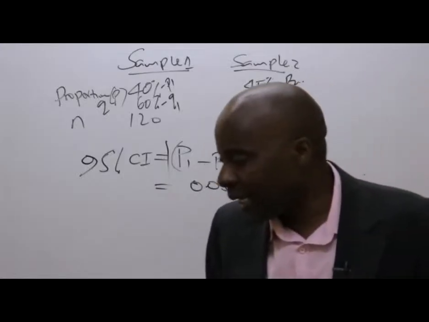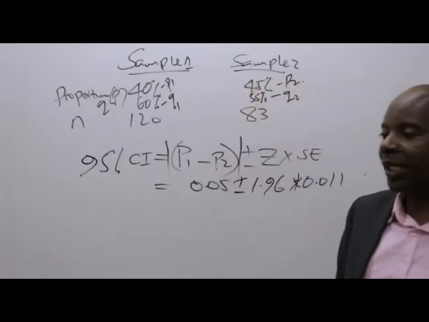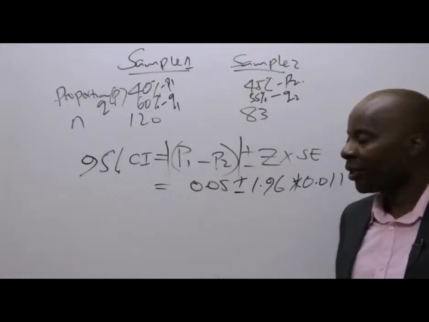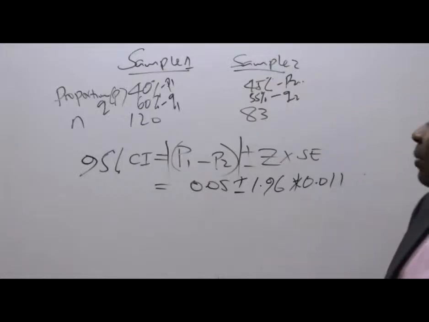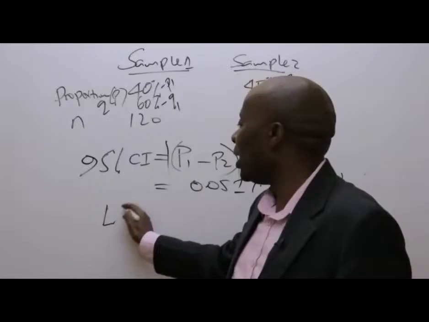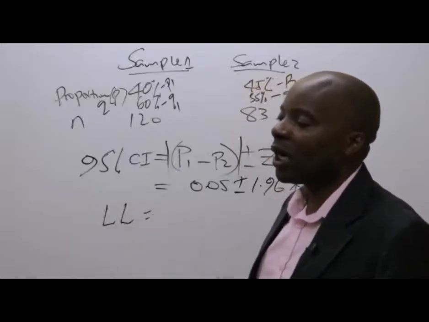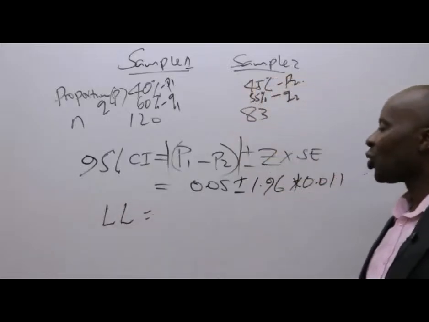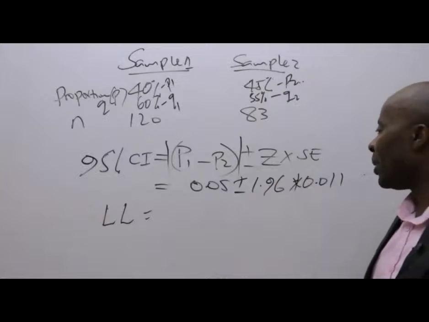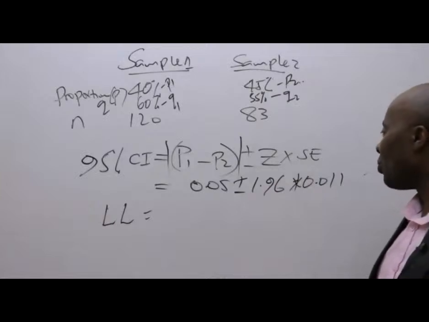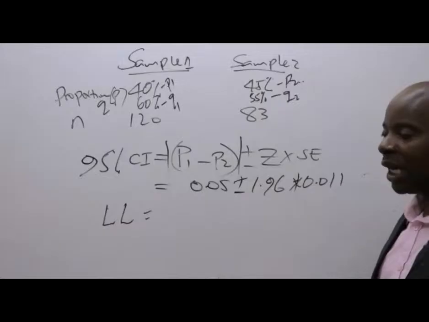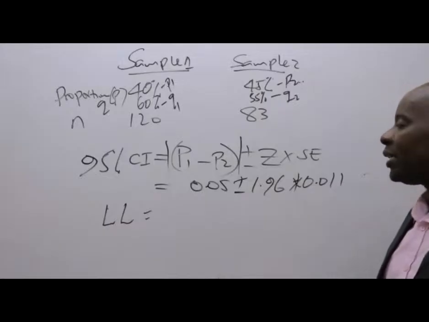0.011. Thank you very much. At least we are together here. So 0.011. Come and give us the lower limit. You get the lower limit through subtraction. So you'll come and talk of 0.05 minus 1.96 times 0.011. You get an answer. Give us an answer, we write down the lower limit.